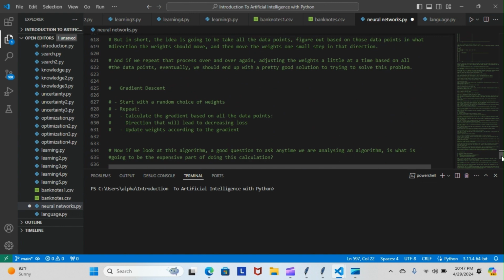And this is our gradient descent algorithm here. So we start with the random choice of weights. We repeat the process of calculating the gradient based on all of the data points, direction that will lead to the decrease in loss, and then update the weights according to the gradient.